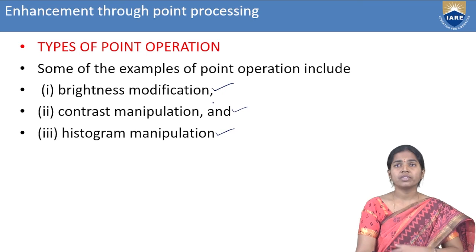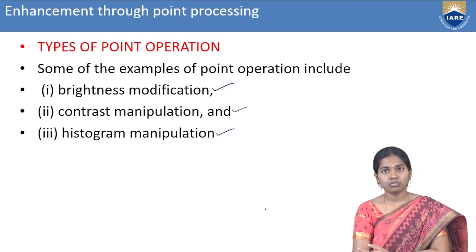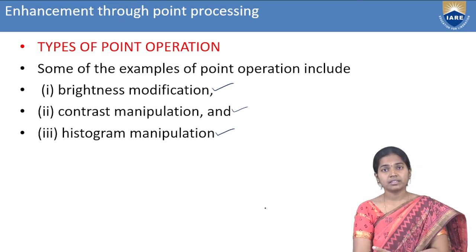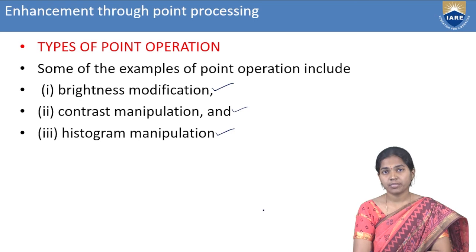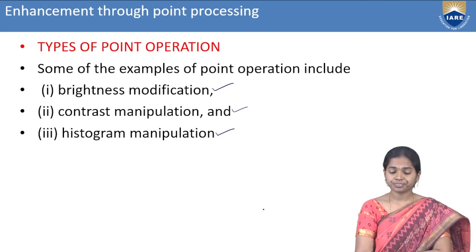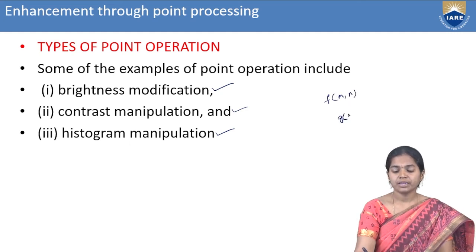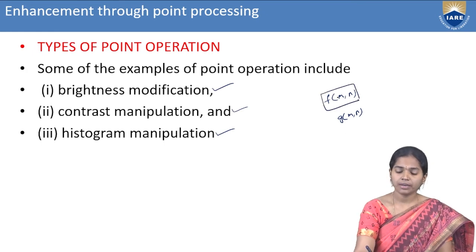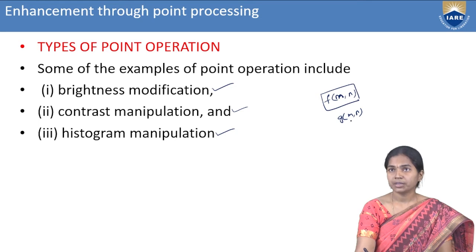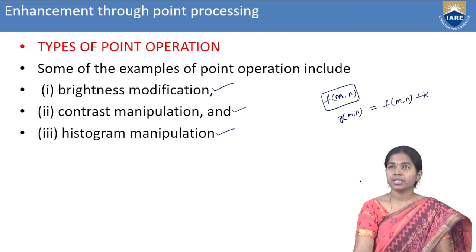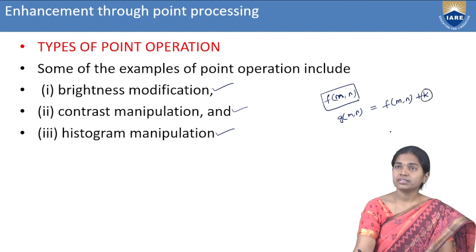What about brightness modification? I need to increase the brightness of my image, or I need to decrease the brightness of the image. So how can I increase the brightness of an image? How can I decrease it? For that case, this is my input image and this is my output image. The input image is represented with f of m comma n, and the output image with g of m comma n. Then f of m comma n plus k, where k is a constant value.